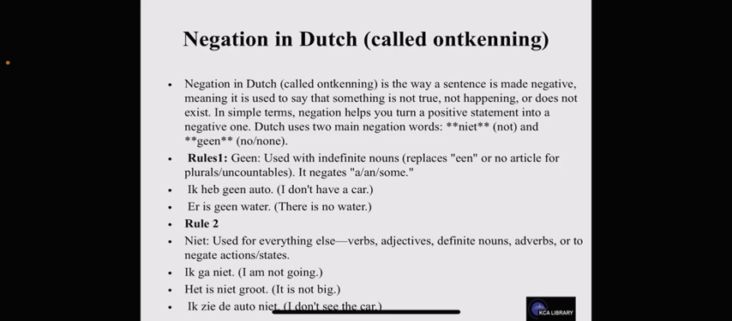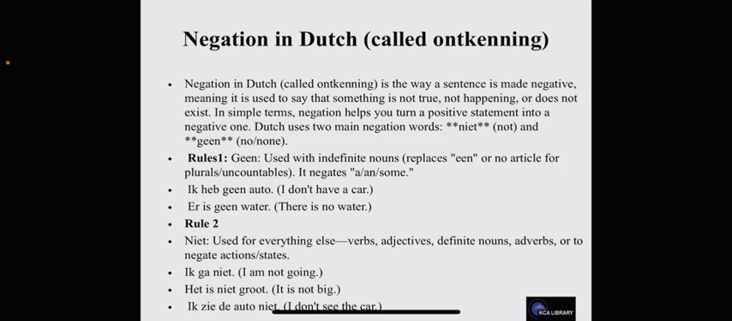Rule 1, geen: used with indefinite nouns, replaces een or no article for plural and uncountable nouns. It negates a, an, or some. Ik heb geen auto. I don't have a car. Er is geen water. There is no water.